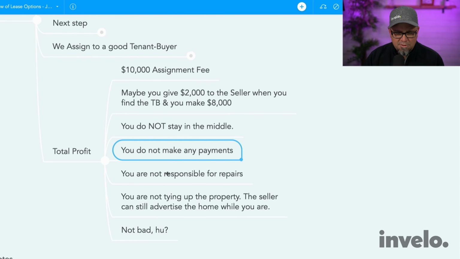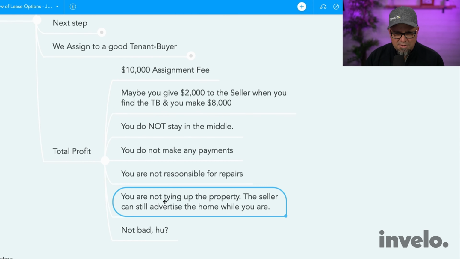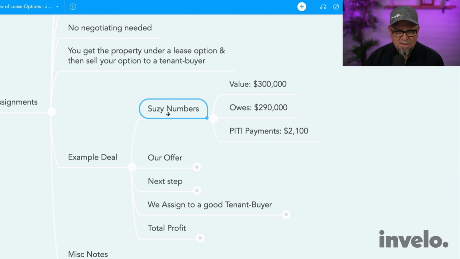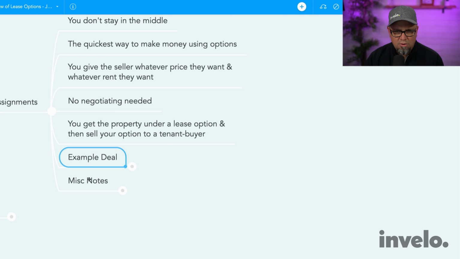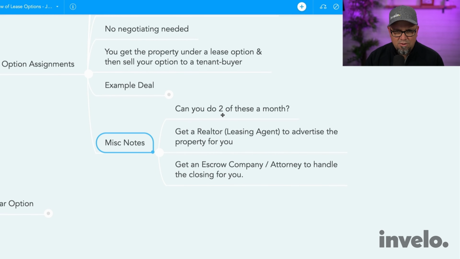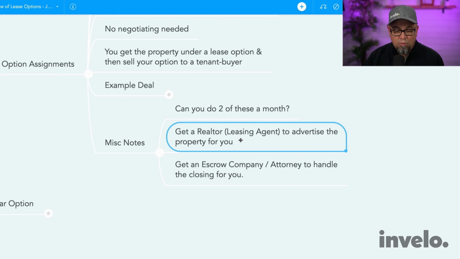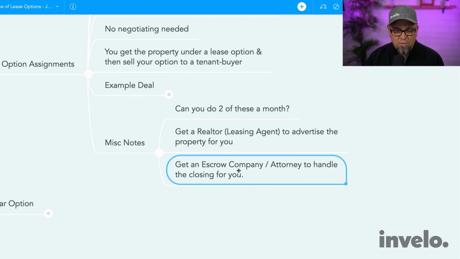You're not staying in the middle. We're not making any payments. We're not responsible for any repairs. We're not tying up the property. Not bad, huh? That's a great thing about lease options. There's so many different ways you can negotiate these things, okay? Can you do 2 of those lease option assignments a month? You could get a realtor to advertise your properties for you. I'd recommend that. Again, get an escrow company, an attorney, a mortgage broker to handle the closings and stuff like that for you.